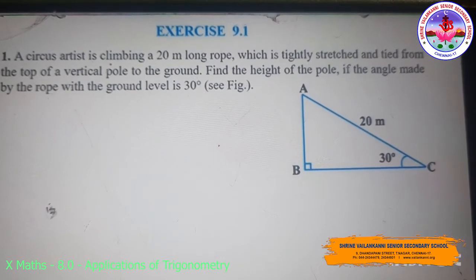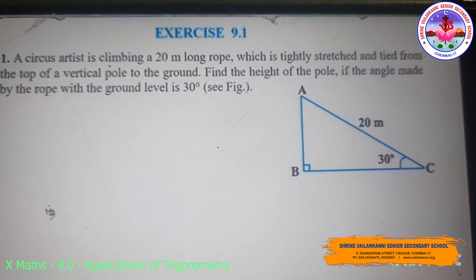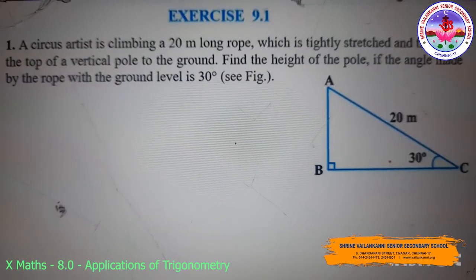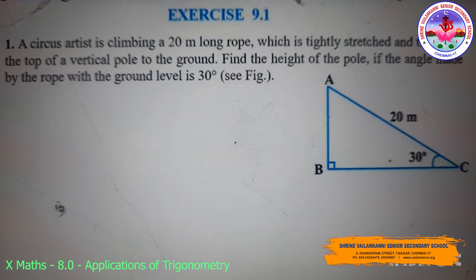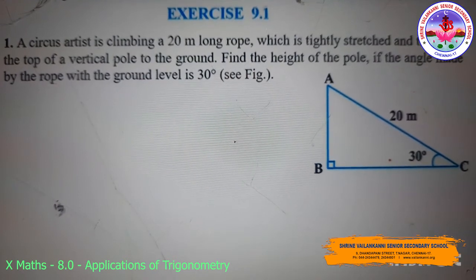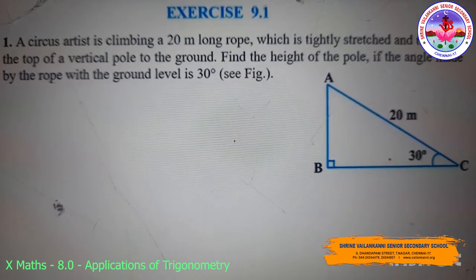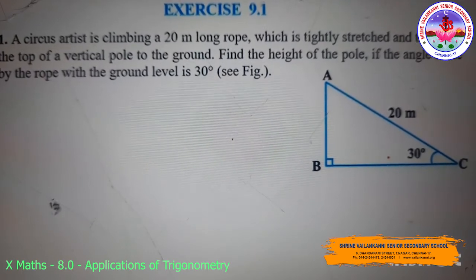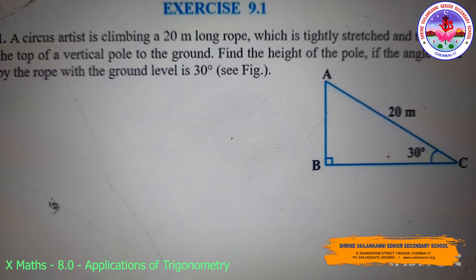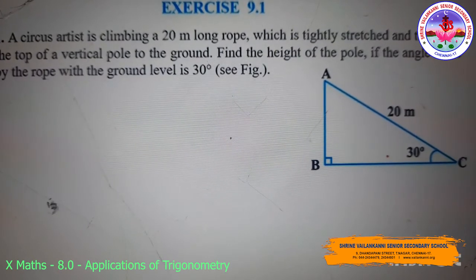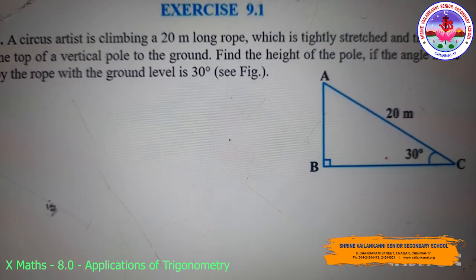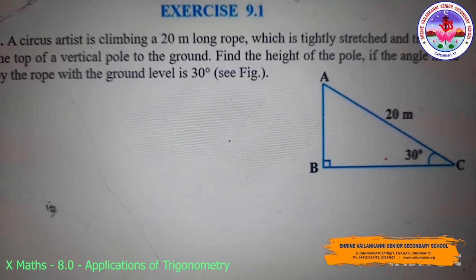So I am considering ABC as a right angle triangle, where the angle formed between the line of sight AC and the horizontal line BC is called the angle of elevation. Since the point is viewed from the ground level to the top of the vertical pole, this angle is called the angle of elevation. So we are marking the angle of elevation as 30 degrees. Now coming to the solution.